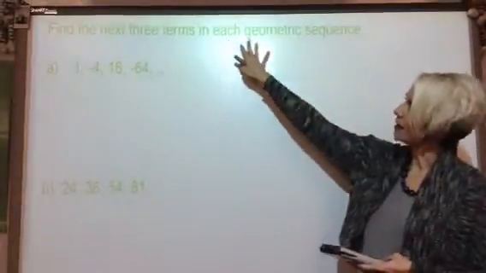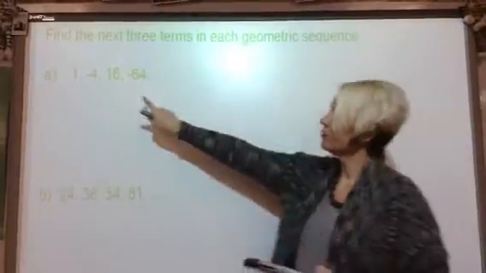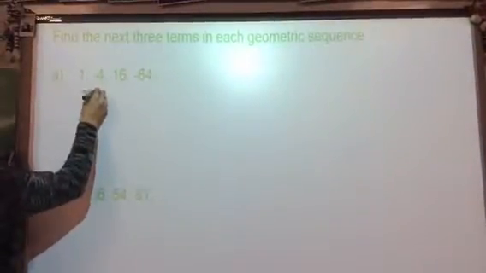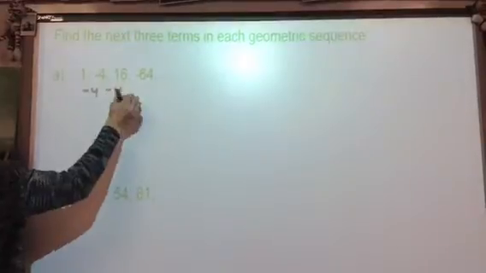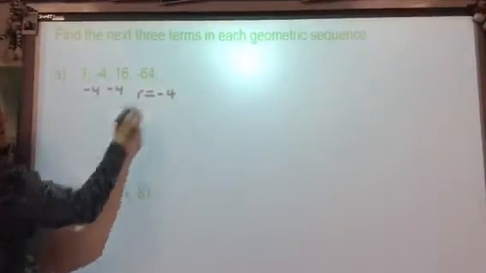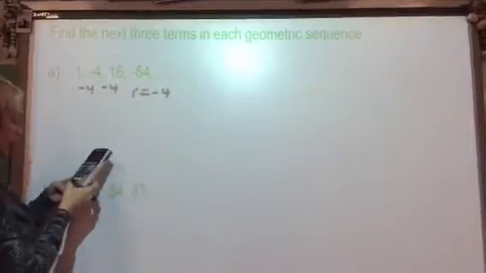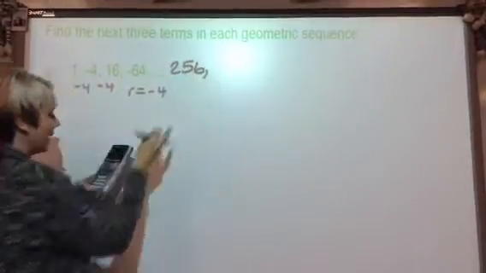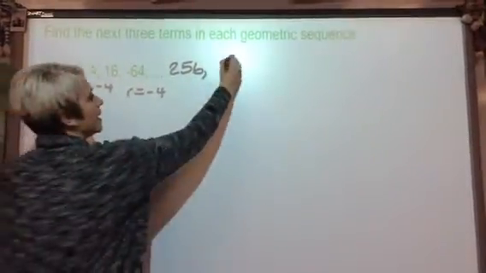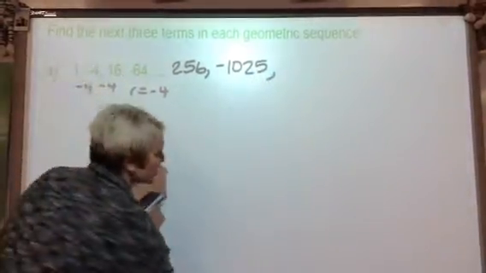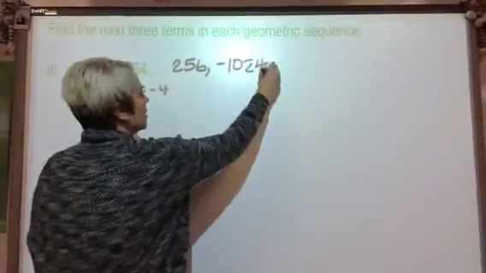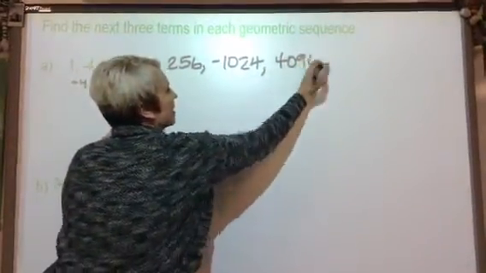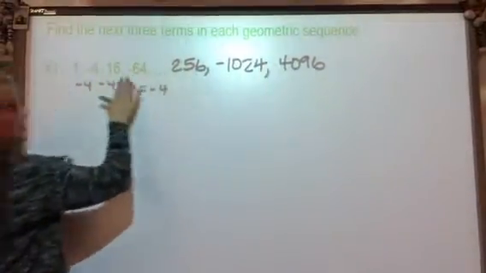The next example is to find the next 3 terms in each geometric sequence. So the first thing you have to do is find out what r is. I'm going to divide, so -4 divided by 1 is -4. 16 divided by -4 is -4. So my common ratio here is -4. So I'm just going to multiply each term by -4. So -64 times -4 is 256. I multiply 256 times -4, I get -1024. Oops, 1024. And the last term would be -1024 times -4, which is 4096. So as you can see, I've found the next 3 terms in the sequence, and I'm done.